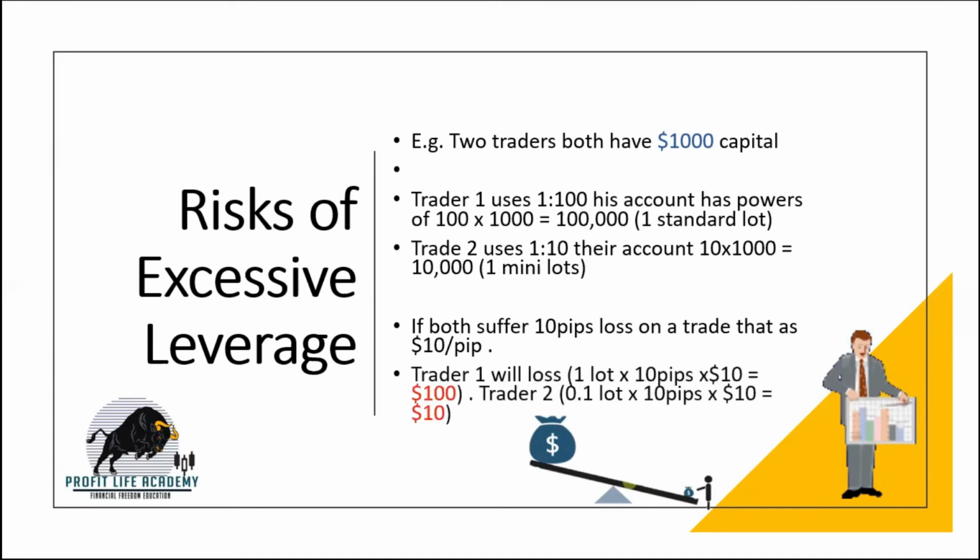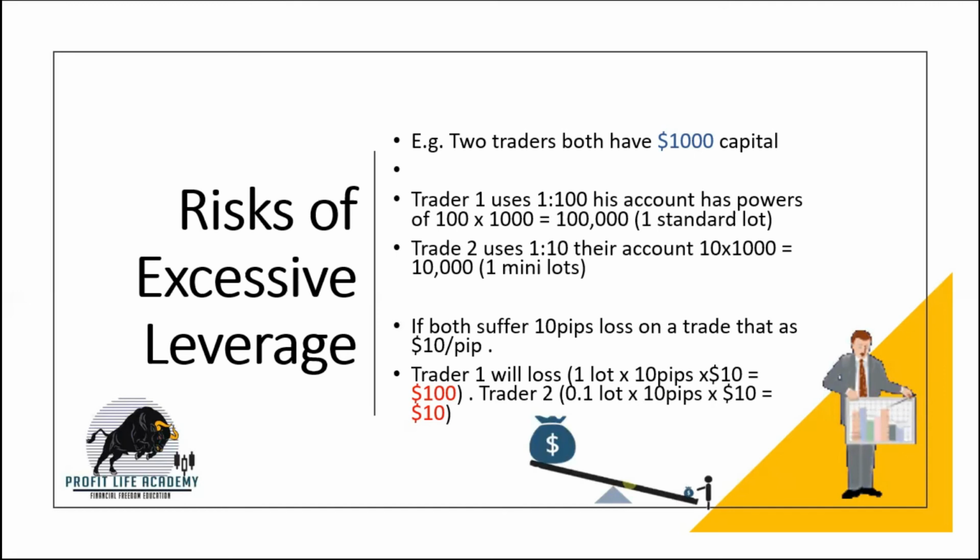This is what they would have suffered. Trader one would lose $100 because that would be their standard lot, which is 1 multiplied by 10 pips multiplied by $10 per pip, which is $100. And trader two, using mini lots, would have 0.1 lot multiplied by 10 pips multiplied by $10 per pip, which is $10. You get it? I hope it makes sense. And this is how you can understand the risk of excessive leverage.